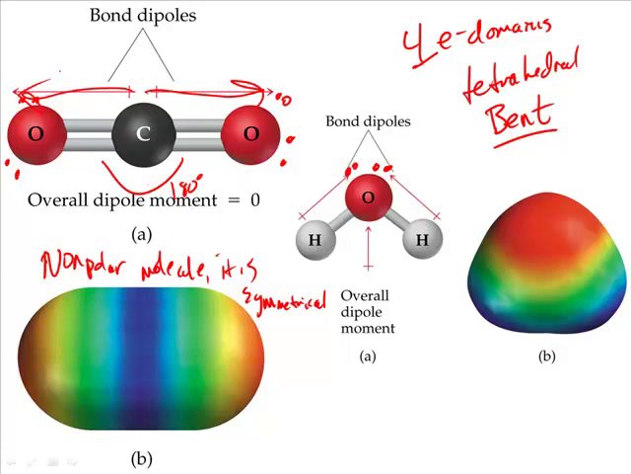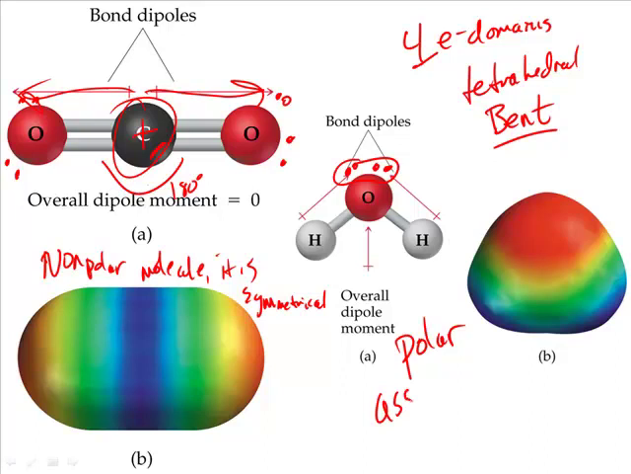Where is your net center? Right here, right on the carbon. So the center of your positive charge and the center of your negative charge are both centered right on the carbon. So therefore, that is a non-polar molecule. Water, on the other hand, is a polar molecule. Why is it polar?